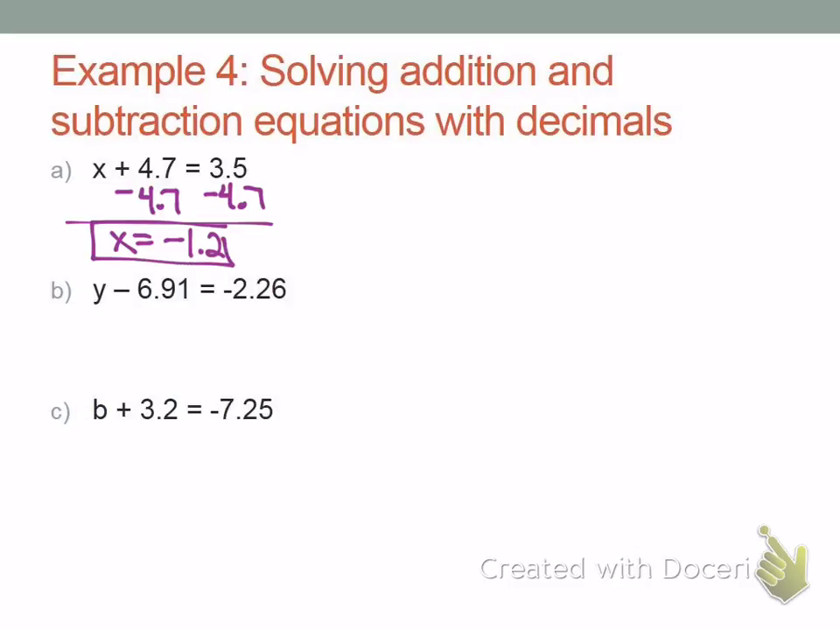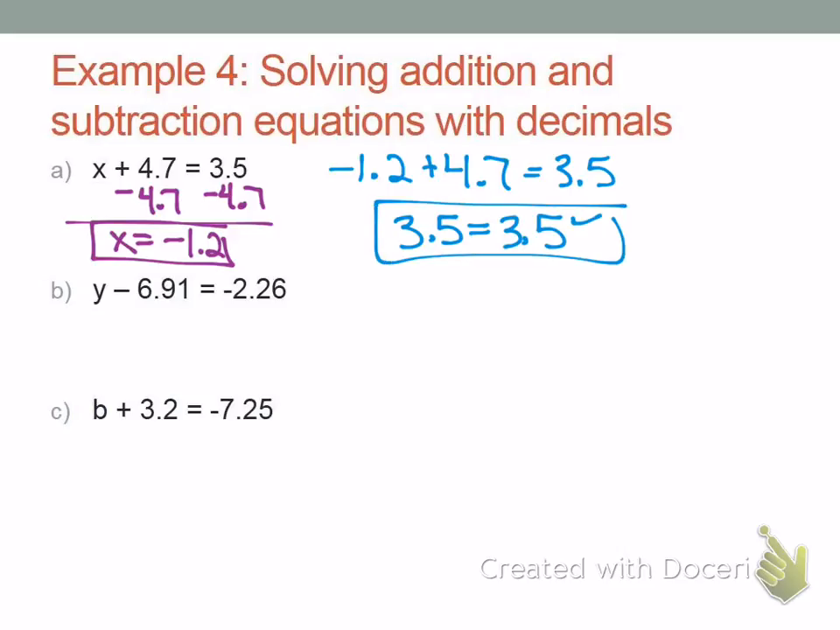Now you're going to check it. Remember to check your solutions. You plug in. I'll do the first one with you. All right. Remember, you plug it back into the original. So you have negative 1 and 2/10 plus 4 and 7/10 equals 3.5. Different signs, subtract and take. And so yes, 3.5 does equal 3.5, and it checks out.